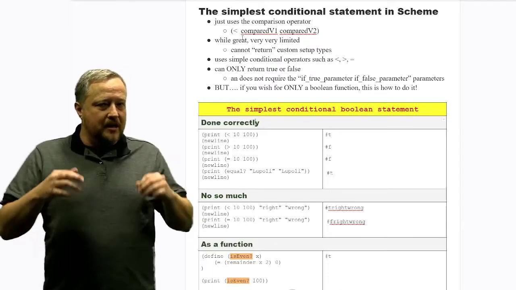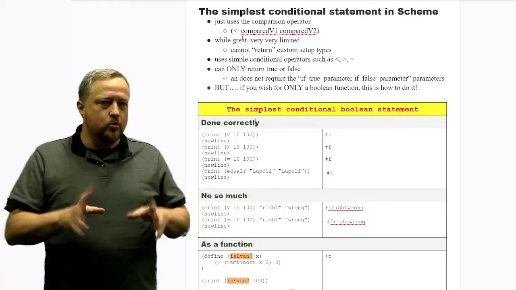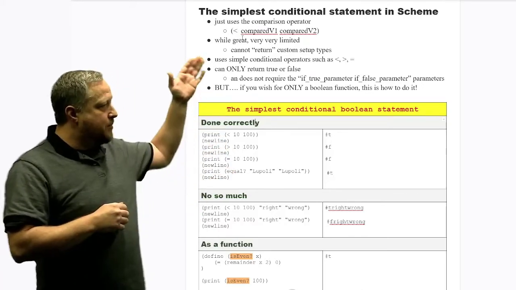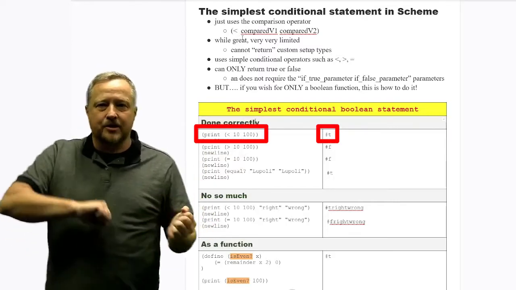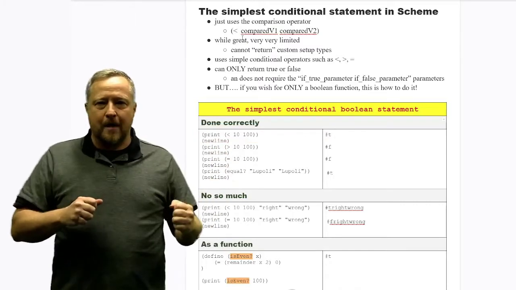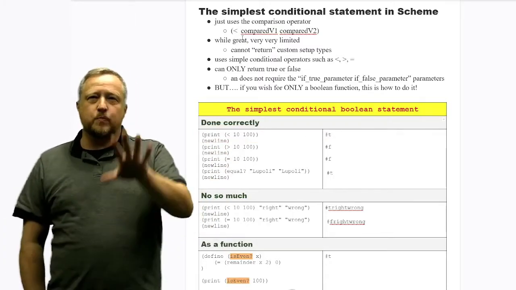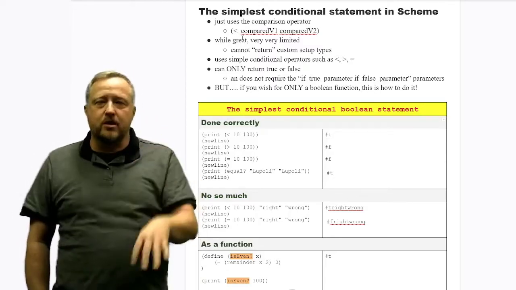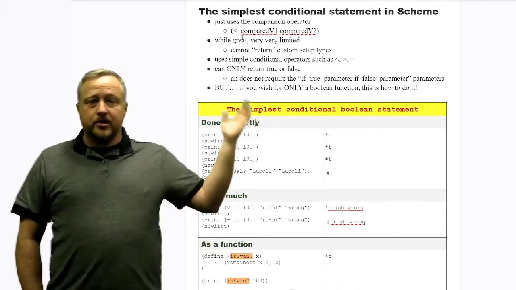Now, what I mean by limited is that you can only return true and false from the statement that you see being highlighted right now. That's all you can do. You can't customize the return of either one of the true or false parameters. It's just true and false. So that sounds bad at first, but if you are strictly building a Boolean function, then this is great.